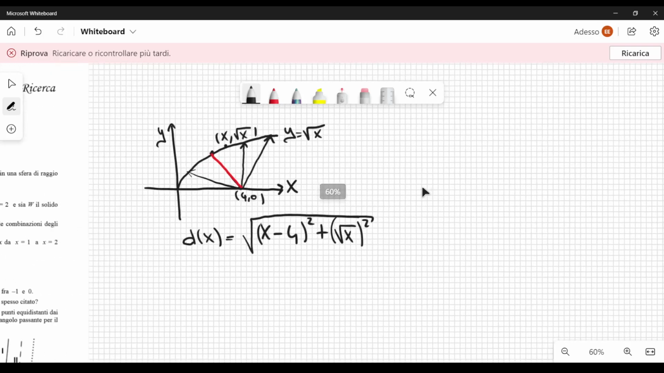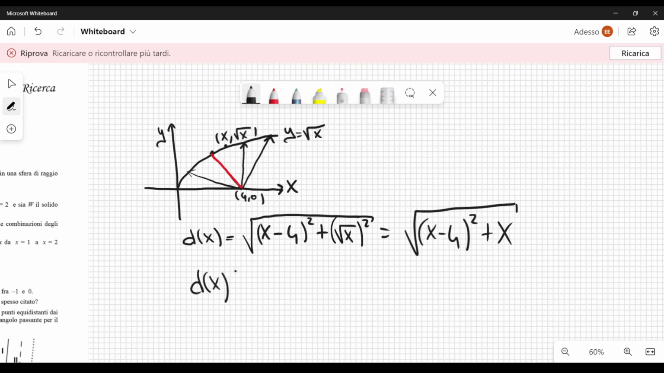So this will be the square root of (x minus 4) squared plus x. Now, we can also minimize the distance with respect to x squared. So if we square the distance, we find (x minus 4) squared plus x. And if we minimize this squared function, we will still get the answer to the problem, because the square of the function will still be minimum at the same point x where the function itself will be minimum. So these two will have the same minima, right?